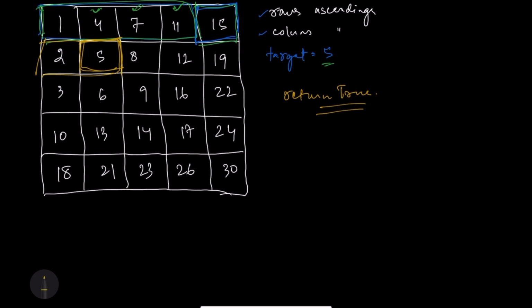So we will understand this approach better: whenever our target is smaller, we will be moving to the previous column, and whenever we find that our target is bigger, we would be moving down the rows, as the rows are also in ascending order. We would understand this approach more when we write the code. So let's move on to LeetCode and write it.